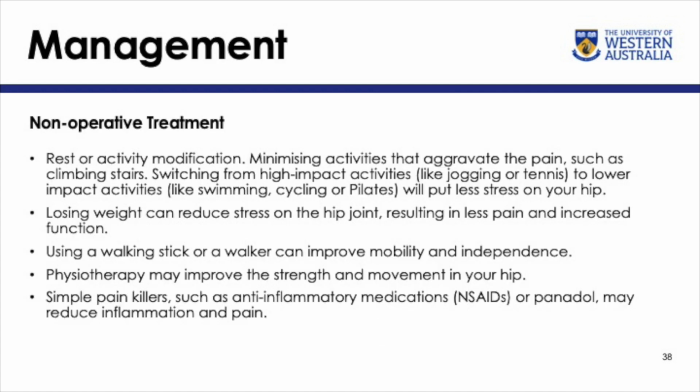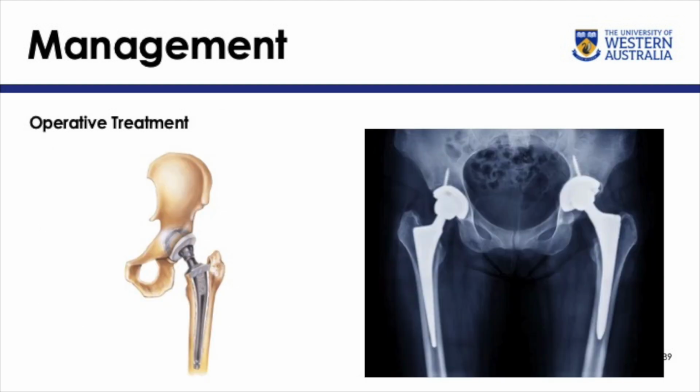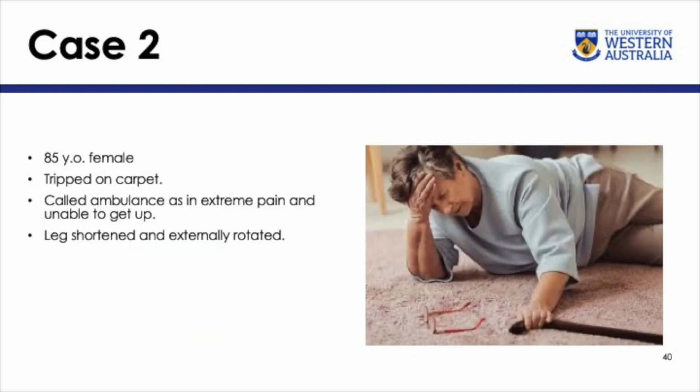When we talk about management of osteoarthritis, we first need to consider non-operative treatment: rest, activity modification, weight loss, walking aids, physiotherapy and simple analgesics. But ultimately, most patients with advanced osteoarthritis are going to end up with a hip replacement.